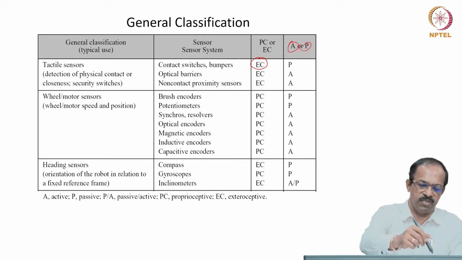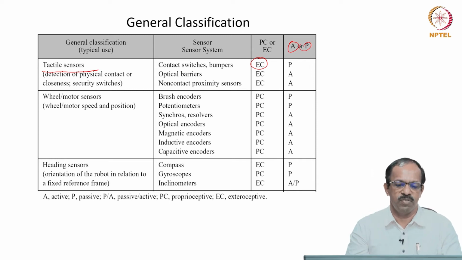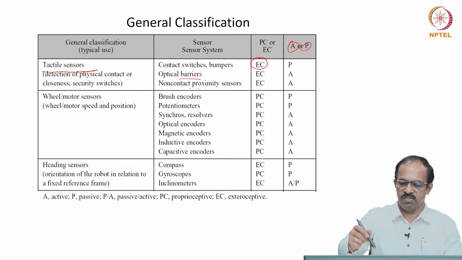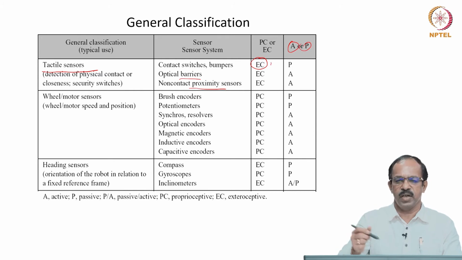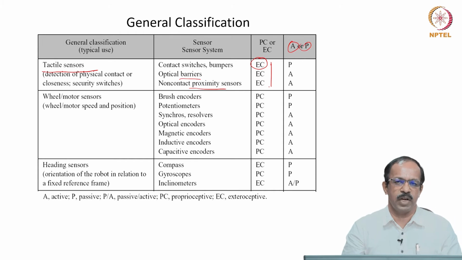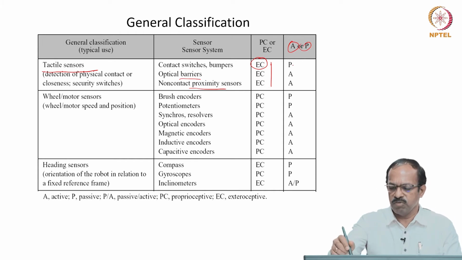So, for example, tactile sensor. A tactile sensor is used to find out the contact, physical contact, or how close it is to an obstacle or an object. That is basically the tactile sensor or a proximity sensor. So, there are contact switches, bumpers, optical barriers, etcetera. They are all exteroceptive because they are used to identify environmental parameters, environmental data is collected using these, and some of them are passive, some of them are active.